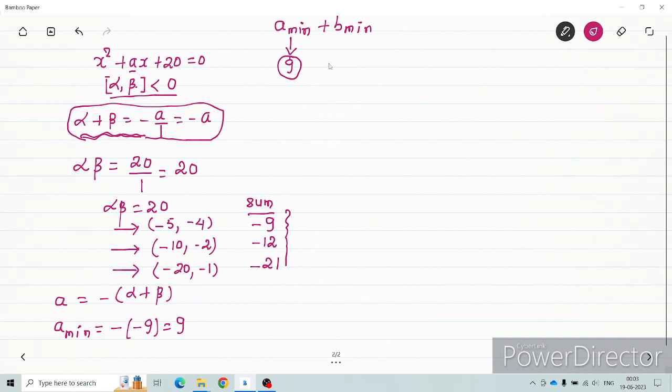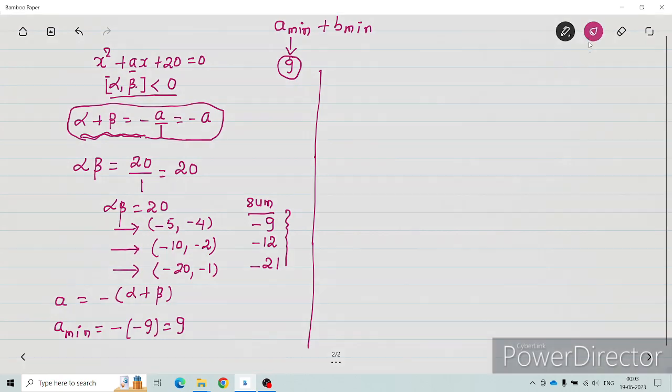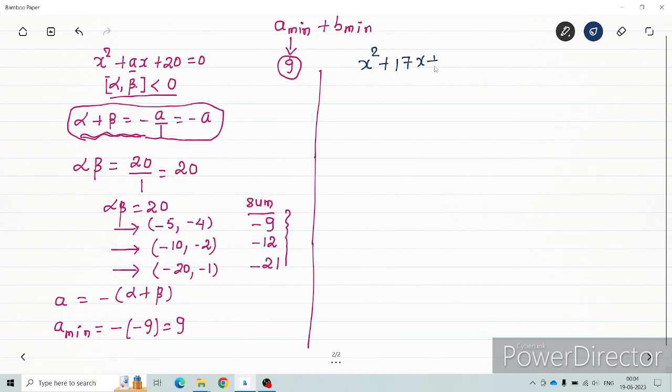Similarly, if we take the second quadratic equation, it is x square plus 17x plus b is equal to 0, right? And gamma and delta are the two roots. So gamma plus delta can be written as -17 and gamma delta can be written as b. And we have to find the b minimum.